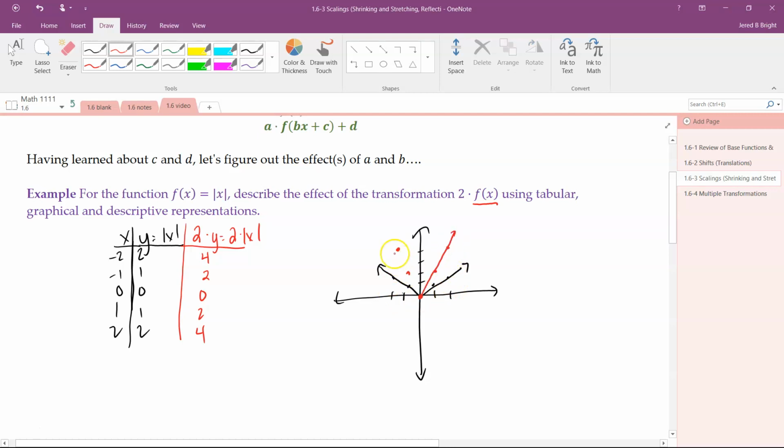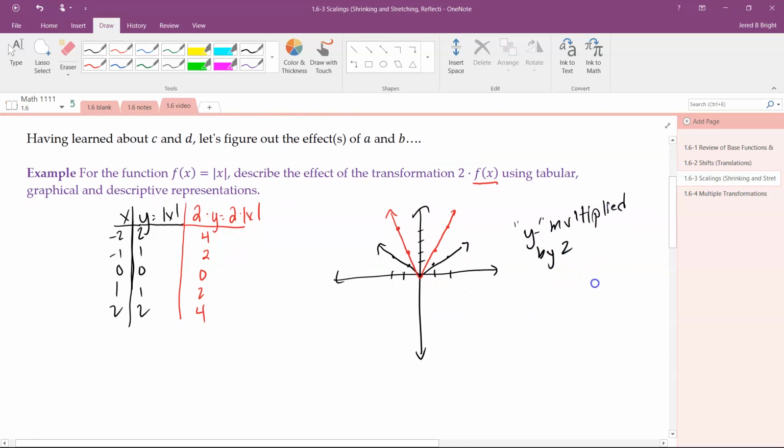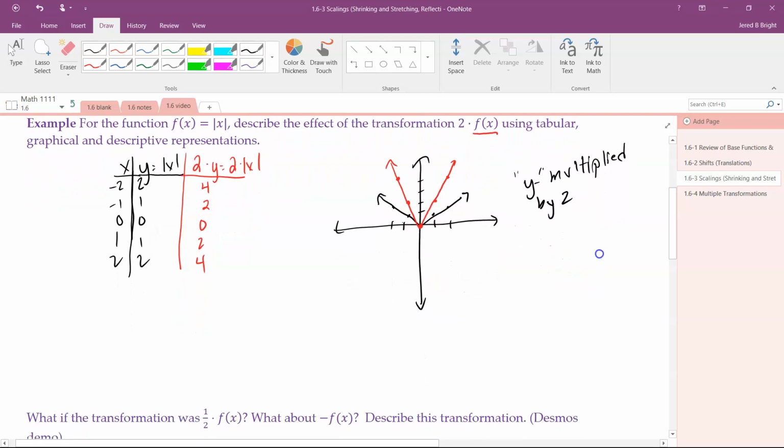And this time, we don't see the graph necessarily translating, right? There's no necessary translation, but what we end up doing is multiplying the y value by 2 graphically. So I'm just going to use the language of y is multiplied by 2, and we'll give more formal language to this in a moment. It kind of looks like the graph is folding in on itself, like it's getting longer vertically or shorter horizontally.